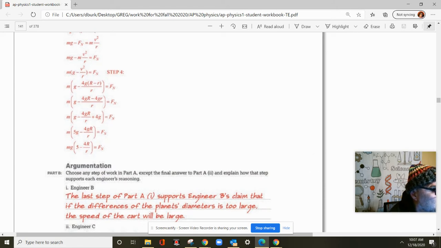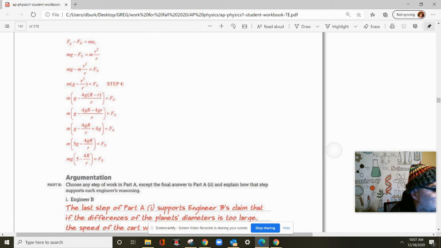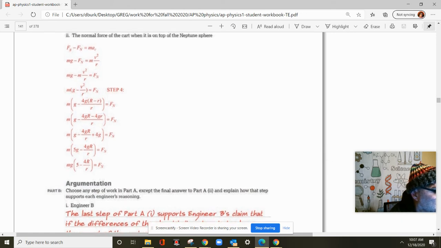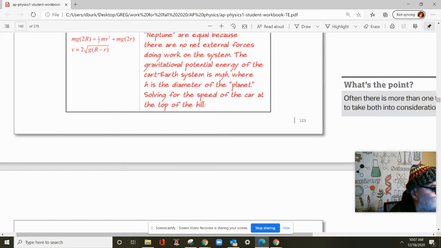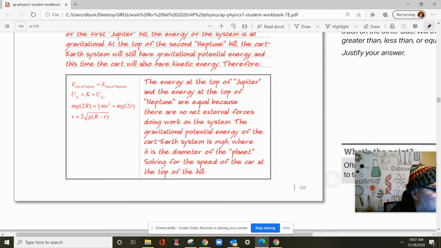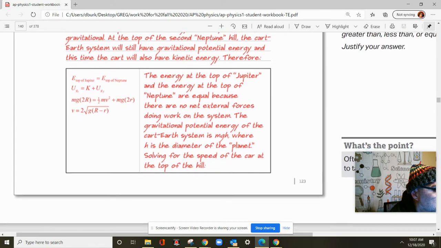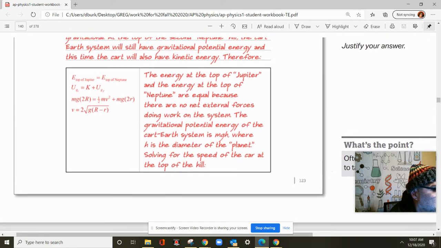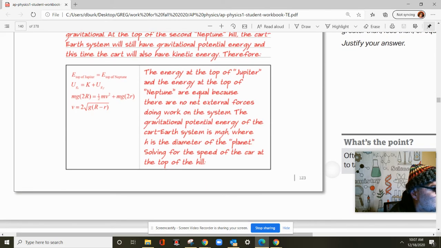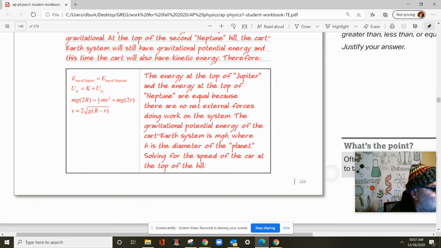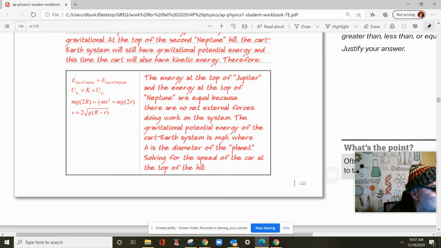And then 4g R minus r over r is what they're using for v squared. Yeah, I'm not going to lie, I'm not really sure where that came from. Oh, there it is, right there. We used energy to figure out what v was equal to in terms of R, big R and little r, the radiuses of the two planets.